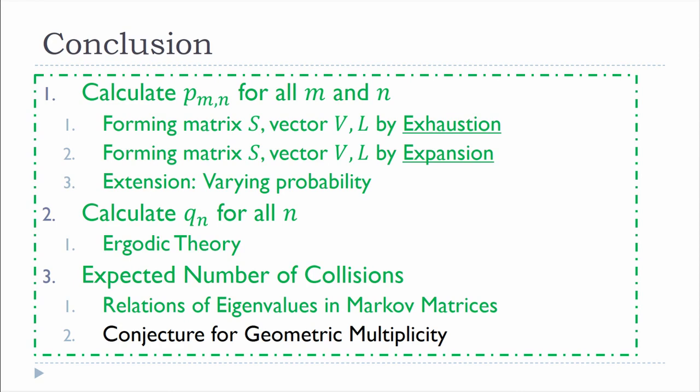So in conclusion, we have calculated PMN for all M and N by two methods, which are exhaustion and expansion. We have also investigated an extension, which is to investigate the varying probability. We have calculated QN for all N by ergodic theory. Finally, we moved on to investigate the expected number of collisions and proved the relation of the eigenvalues in the Markov matrix. After all, we propose a conjecture for the geometric multiplicity.